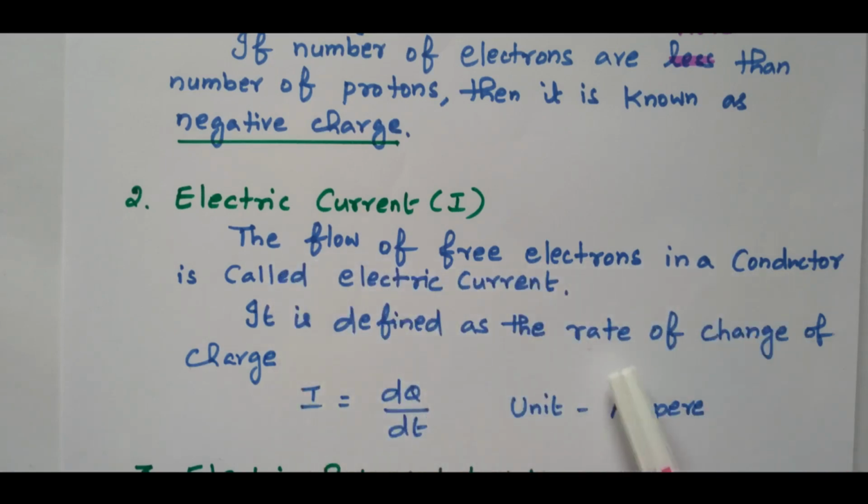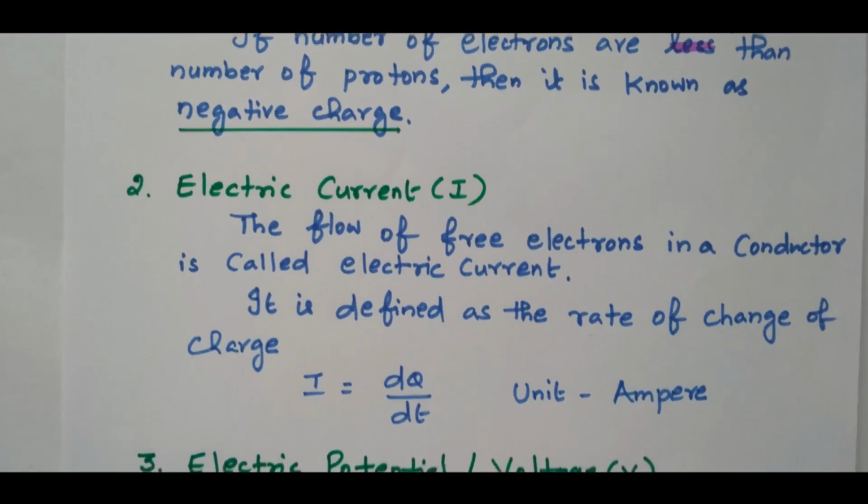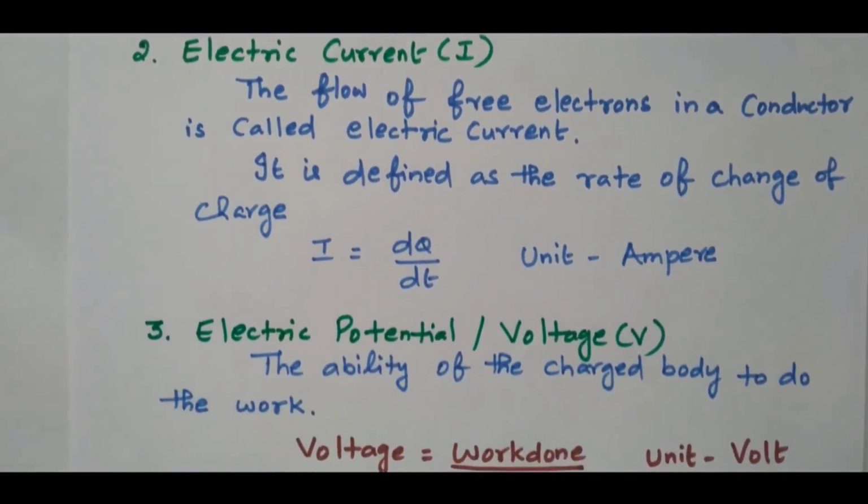It is defined as the rate of change of charge, dq divided by dt. How much charge is moving, dq divided by dt. The flow of free electrons in a conductor is called electric current. It is defined as the rate of change of charge. The symbol is I equal to dq by dt. The unit is ampere. So while applying external force, the free electrons are moving. That is nothing but electric current. And how many electrons are moving, we'll see next.